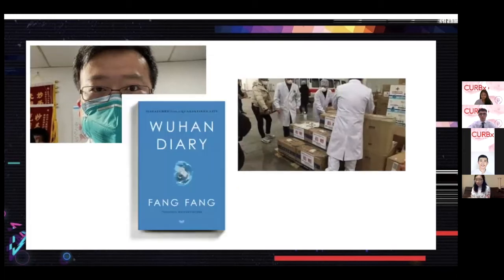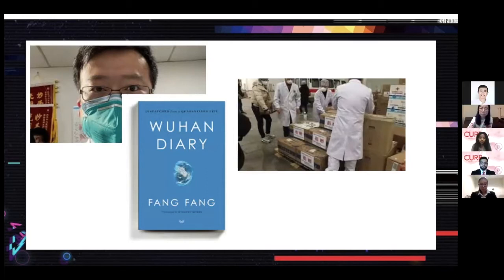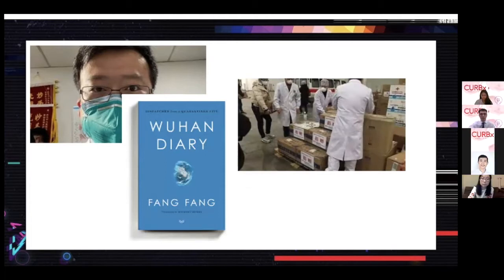And finally, this is the diary of Fang Fang, who is a Wuhan-based writer. And let's just say she painted a very different picture about Wuhan than the official media. What is common with all these stories is that, one, they're all very influential domestically and internationally. But second, they really embarrass the Chinese government. So conventional wisdom would say, well, these stories have zero chance of survival on China's social media. They must be gone. But is that the case?